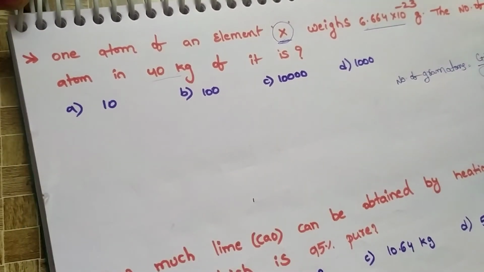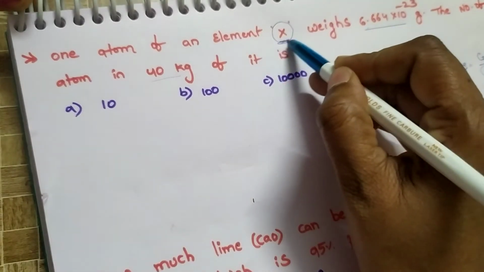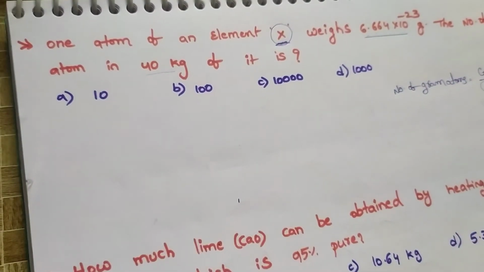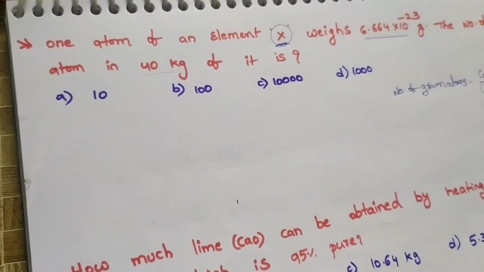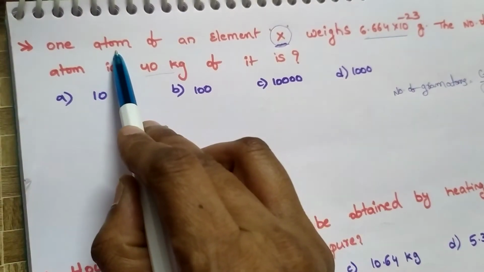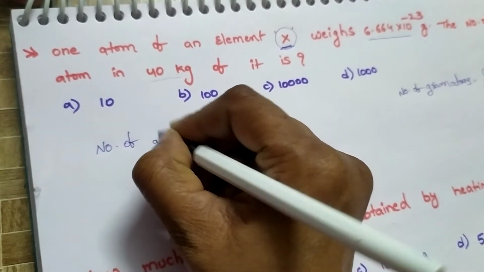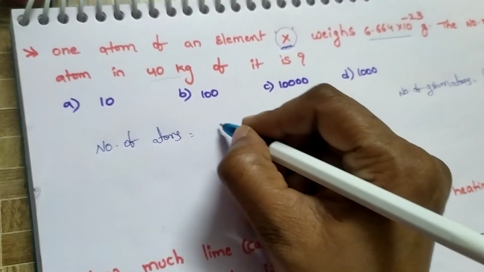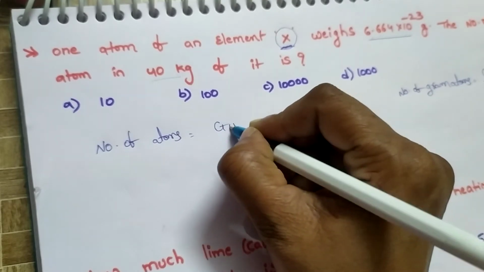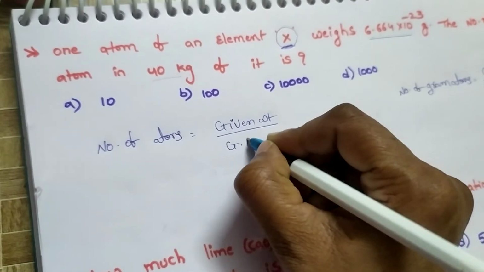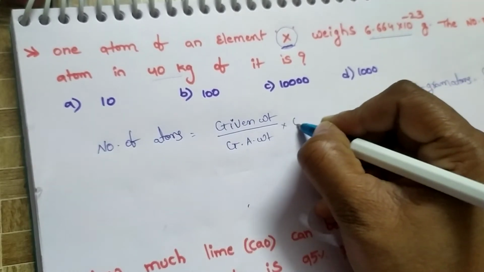So how many gram atoms will be present in 40 kg? He has given the weight, but we should know this X atomic weight, right? So to find that atomic weight, I am taking the formula for number of moles, right? See here, he said one atom. Already we know the formula for number of atoms. Okay, see here. Number of atoms equals given weight by gram atomic weight into Avogadro number.